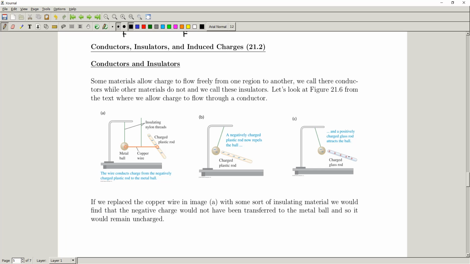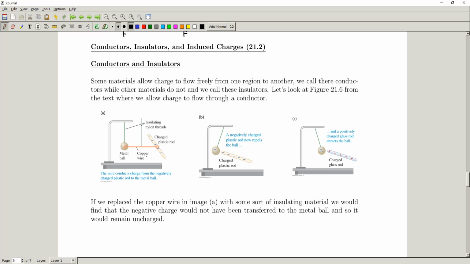Let's say, for example, though, that in image A, we didn't connect the charged plastic rod and the metal ball with a copper wire, but instead we connected them with a rubber band or some sort of insulating material, right? Well, in that case, the charge would not flow across whatever this connection was. Say this copper wire was rubber. It wouldn't flow across that connection. The metal ball would not pick up some of this negative charge and would remain uncharged, right? It would remain electrically neutral.